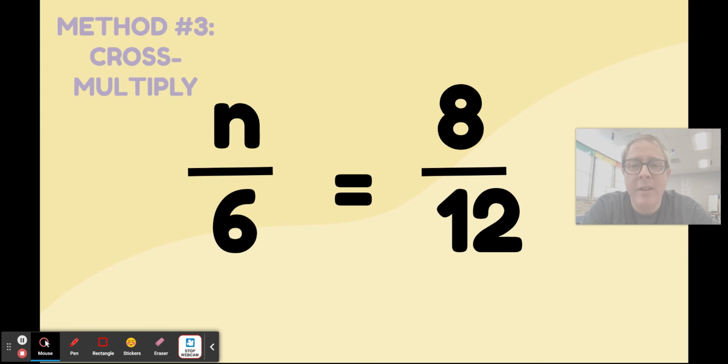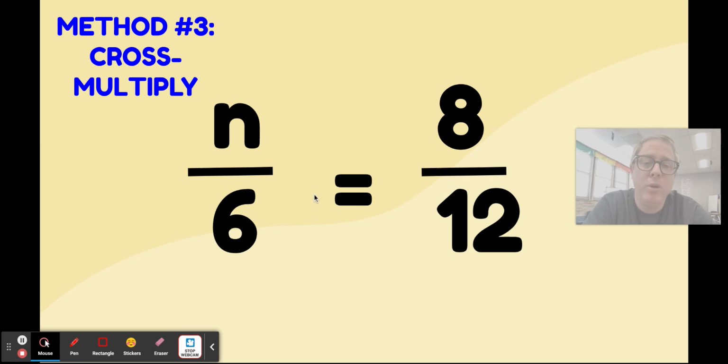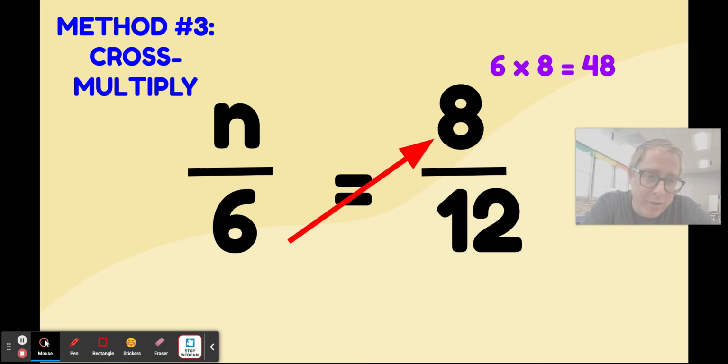All right. There's another way we can do this. Let's say we can't go horizontally or vertically. In this case, we could easily do horizontally, but let's not. All right. We can cross multiply. And what that means is I'm going to multiply the diagonals in my proportion. I'm going to multiply 6 times 8. 6 times 8, check your multiplication chart if you need to, is 48. And what I get from that diagonal, that product, 48, is going to be the same product I get from the other diagonal, 12 times n.